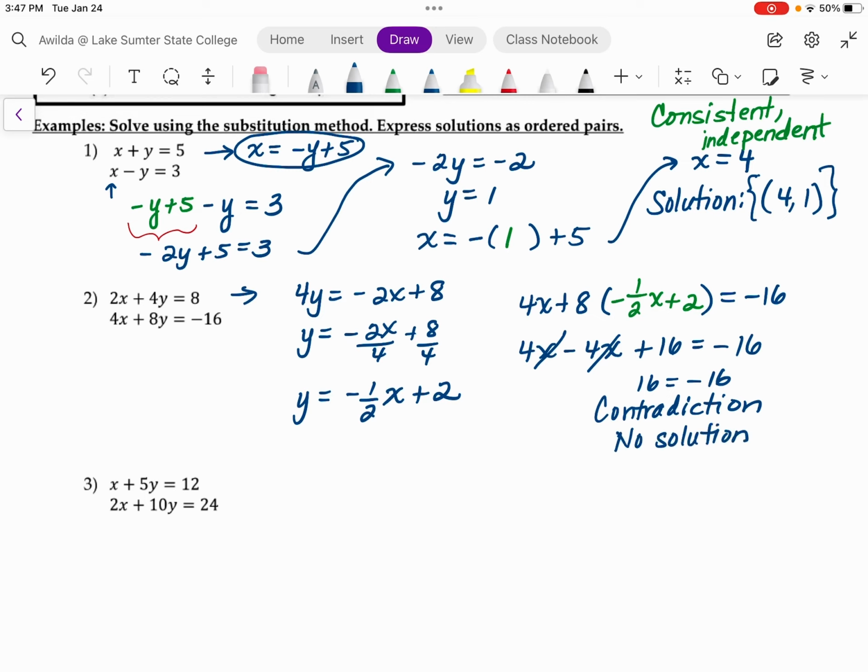Now let's think back to what this means conceptually. A system that has no solution means that the two lines never intersect. That means that the lines are parallel. Because there is no point of intersection, there is no solution to the system. The system is said to be inconsistent. And because the lines are distinct, they are different lines, they are still independent.